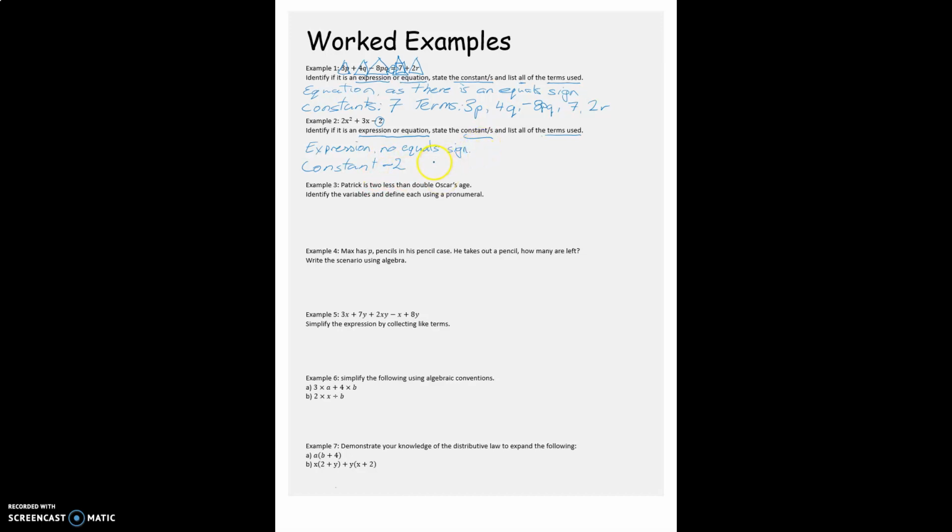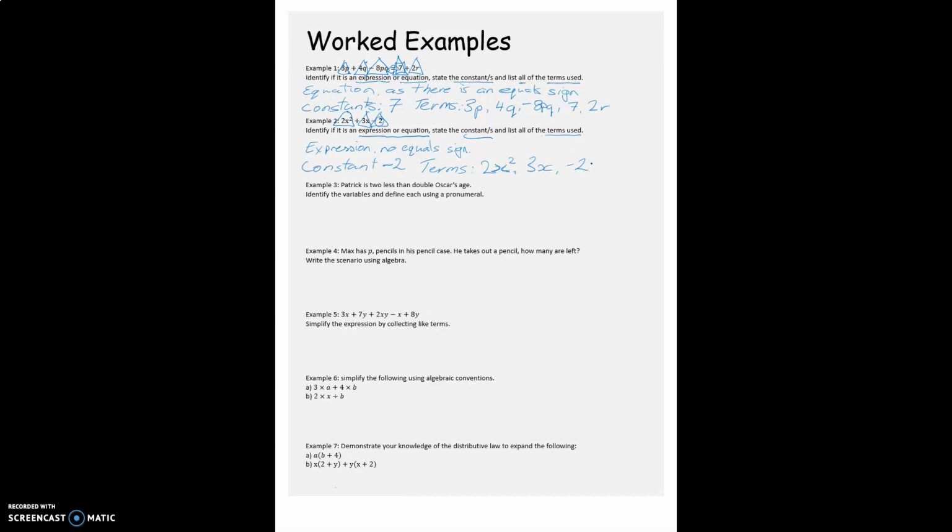Finally, we're looking for each of the terms. So here we go through and we have a look and we can see that we've got 2x squared is one term, our positive 3x is one term, and our negative 2 doubles up again. So we have 2x squared, we have 3x, and we have minus 2.